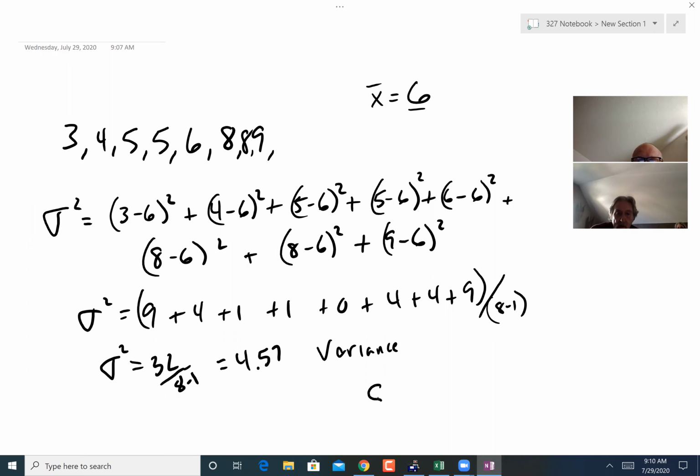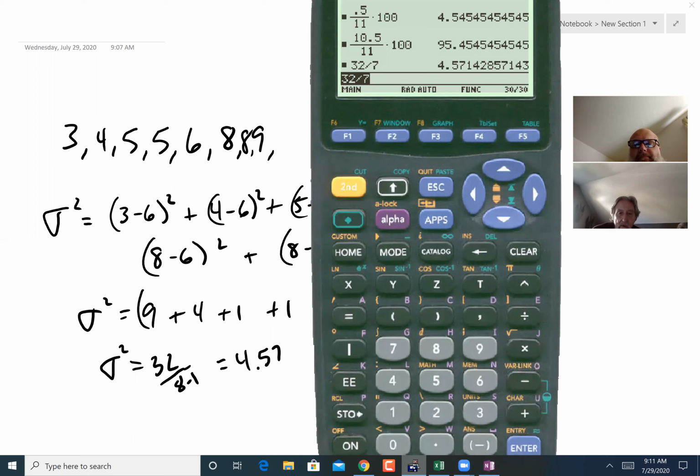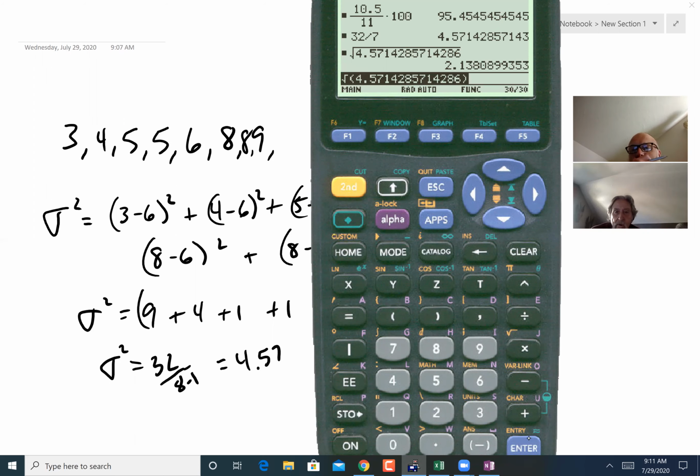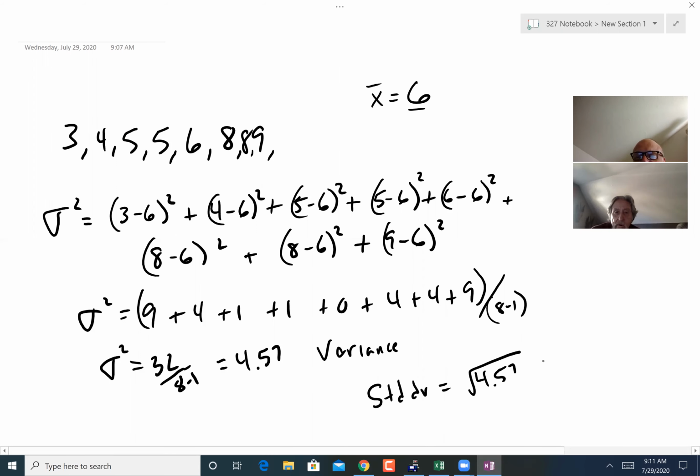And then the standard deviation is equal to 4.57 square rooted, which is 2.14-ish.